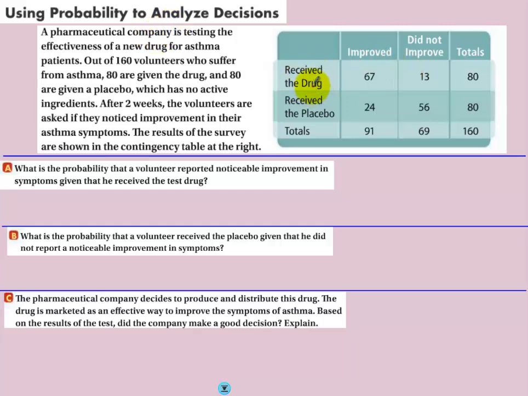They have a drug and they do a test. They had 160 volunteers. 80 are given the drug, and 80 are given a placebo, so a fake. After 2 weeks, the volunteers said, hey, I'm better or I'm not better. And here's the survey results. So looking at this, these are those that received the fake, and the totals right here. What's the probability a volunteer reported noticeable improvement in their symptoms given they received the test drug?